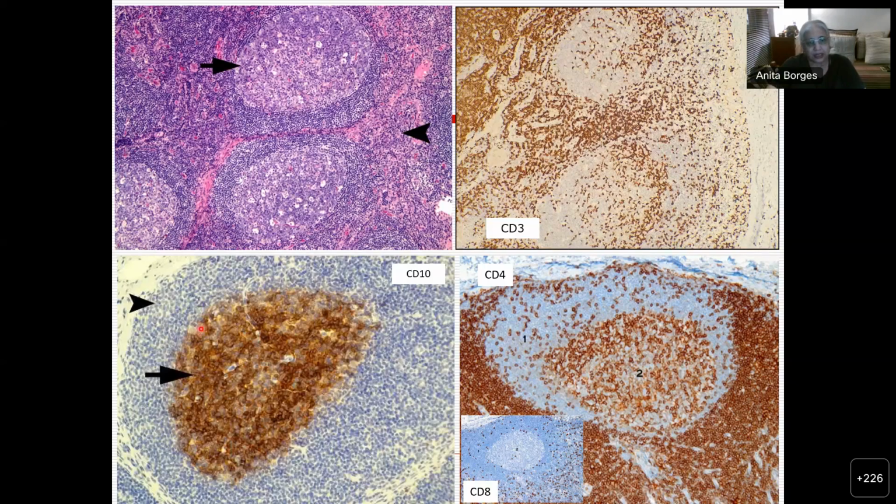Here is CD10, and that's how the germinal center should look. It should have a lot of CD10. And if you're looking at CD3, what are those cells? They are CD4 expressing. See, CD8 is negative in these follicles. So these are follicular helper T cells.